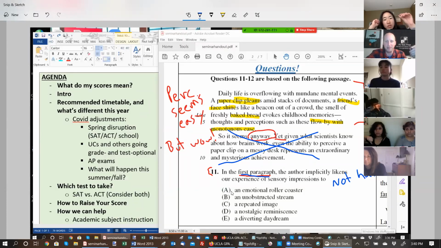I see a couple of big fat thumbs downs on that one, and that's absolutely right. This is a horrific answer choice. We should not pick this. Here are two reasons why not.